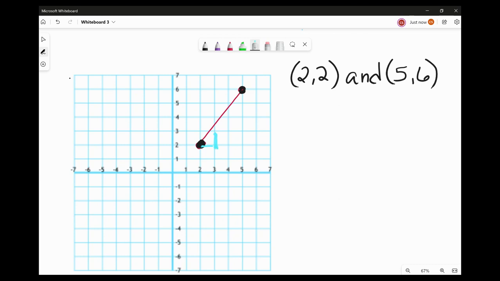I could call this 1 unit and this 1 unit, but this would not be 1 unit. It's actually a little bit more than that. So we cannot just count how many squares it goes through. We have to use another method, and we're going to use the Pythagorean theorem.